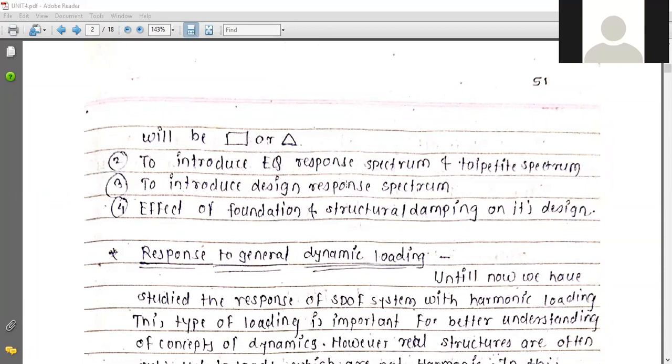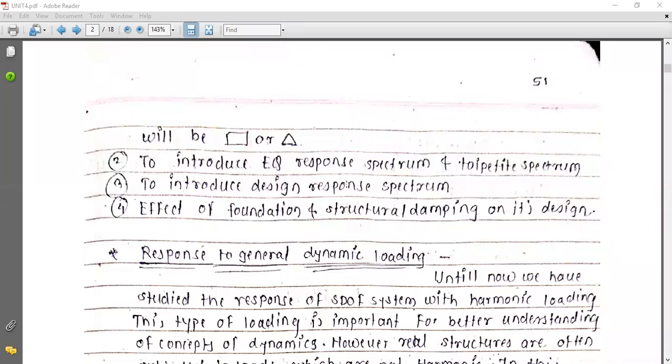Second one is the spectra. What is meant by the spectra? It is one graph which shows an idea about displacement, velocity and acceleration with respect to time. What will we call it? Tripartite spectrum. There are different types of spectra that we'll see ahead, but you should now understand what a spectrum is: it is one graph which shows velocity, displacement and acceleration with respect to time.